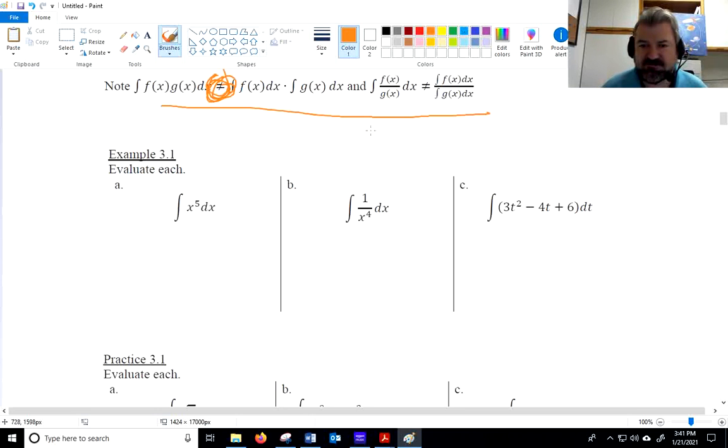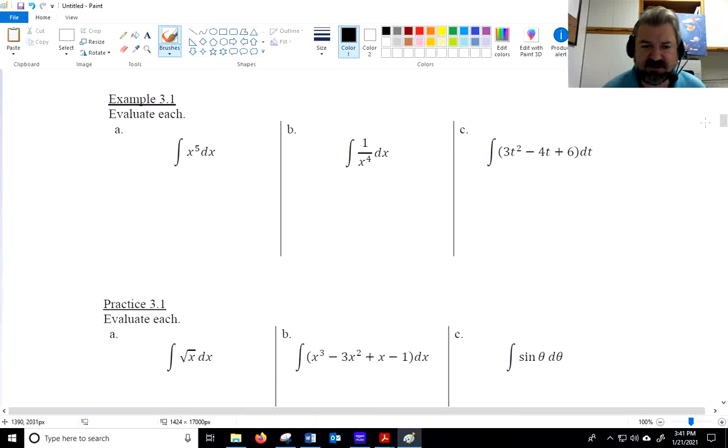All right, let's work some example problems. I'll start with the integral of x to the 5th dx. What does that equal? That equals x to the 6th over 6 plus a constant. Always got to say plus a constant.